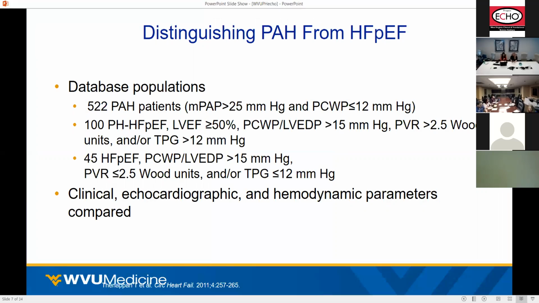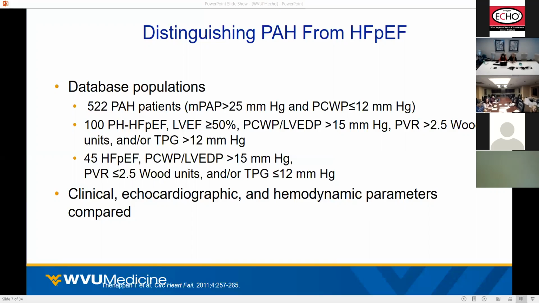Distinguishing PAH from HFpEF. So they're looking at a database population. There were 500 patients with true primary PAH, which meant a mean PA greater than 25 and a wedge less than 12. And then you had one population that was 100 of PH HFpEF, which really just means that they have heart failure with preserved EF, but significant pulmonary hypertension and some pulmonary vascular resistance. So PVR is a marker of resistance in the lungs. Those patients were greater than 2.5 Wood units and a transpulmonary gradient greater than 12. And then 45 HFpEFs.